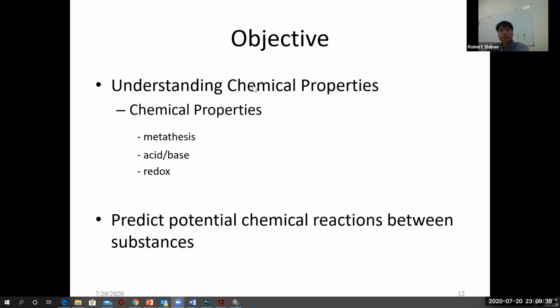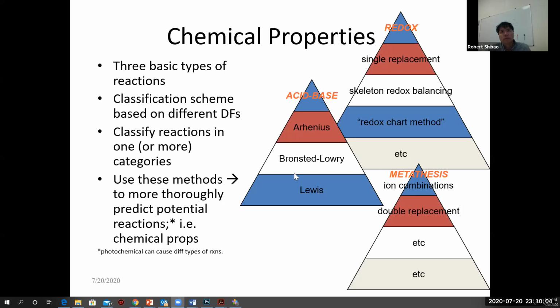So what we want to do is understand chemical properties in the context of redox, acid base, and metathesis, these three reaction types. And we want to classify all chemical reactions that we encounter into one of these categories. Sometimes there's a little overlap between acid base and metathesis. And we want to be able to predict the potential reactions and their products between substances here.